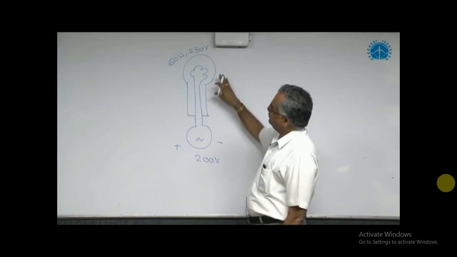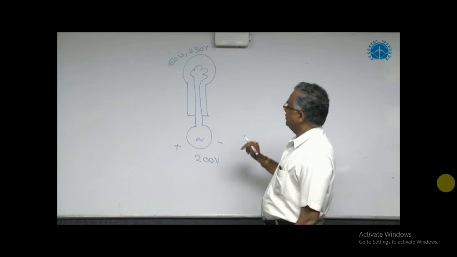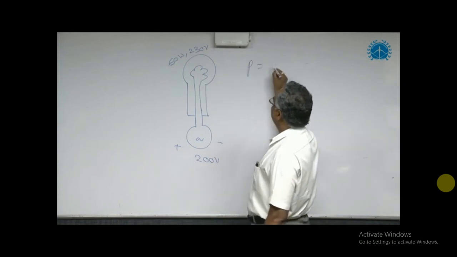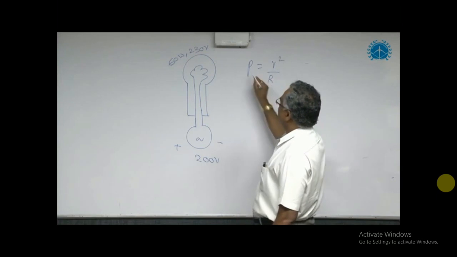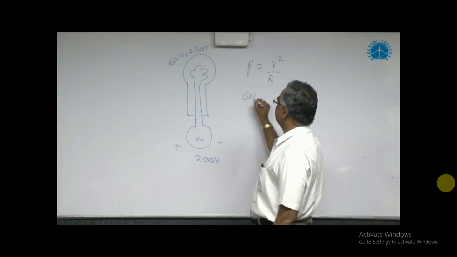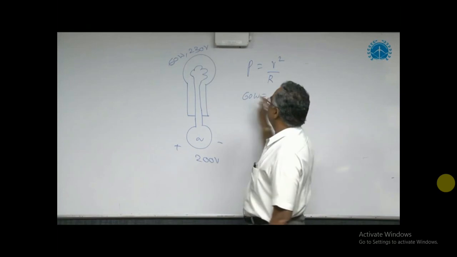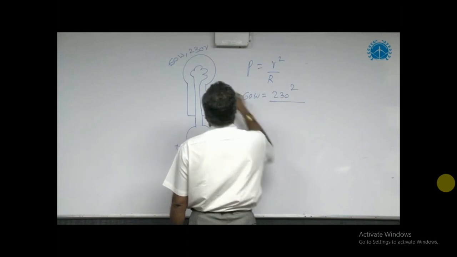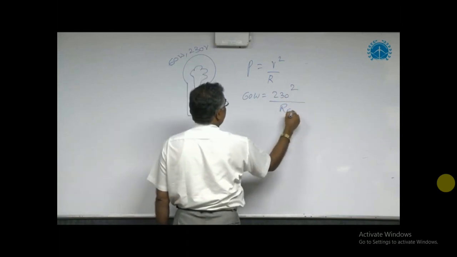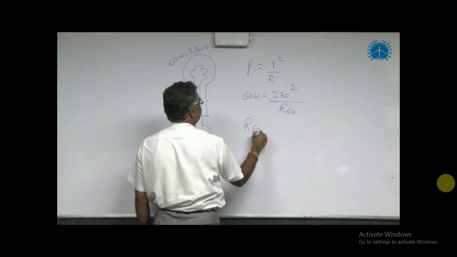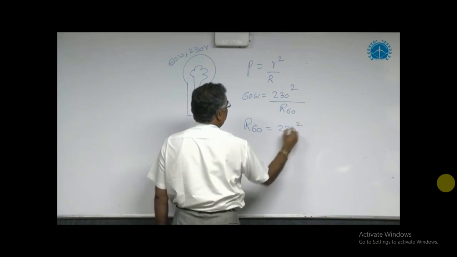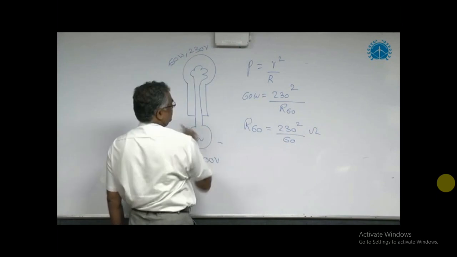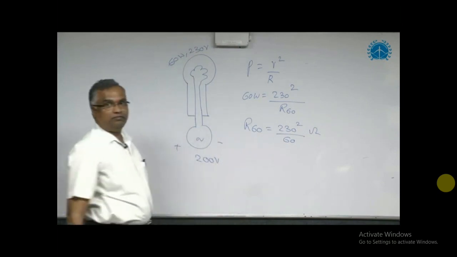Now what is the power dissipation in this bulb? That is the problem. To find this, first, what is the bulb resistance? The power is equal to V square by R. What is the power of the bulb given? 60 watts. What is the rated voltage? 230. So 230 square divided by the bulb resistance R60. So R60 is equal to 230 square by 60 ohms. With the help of this specification we find the 60 watt bulb resistance.